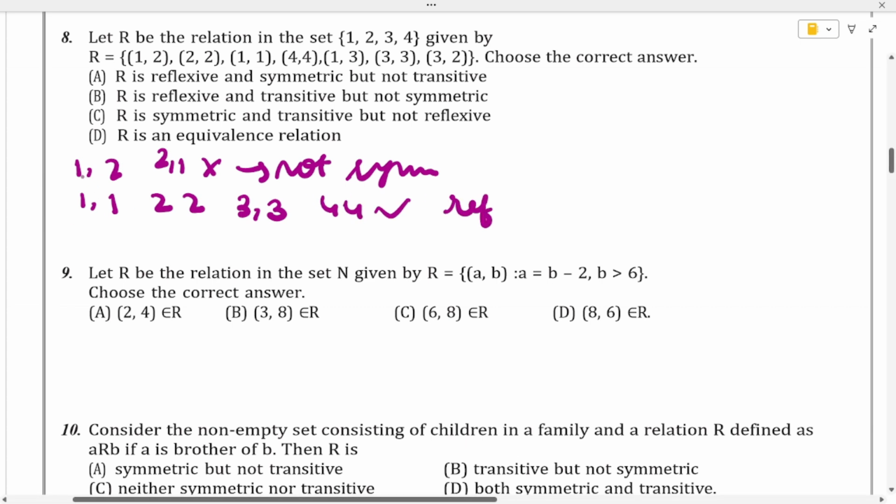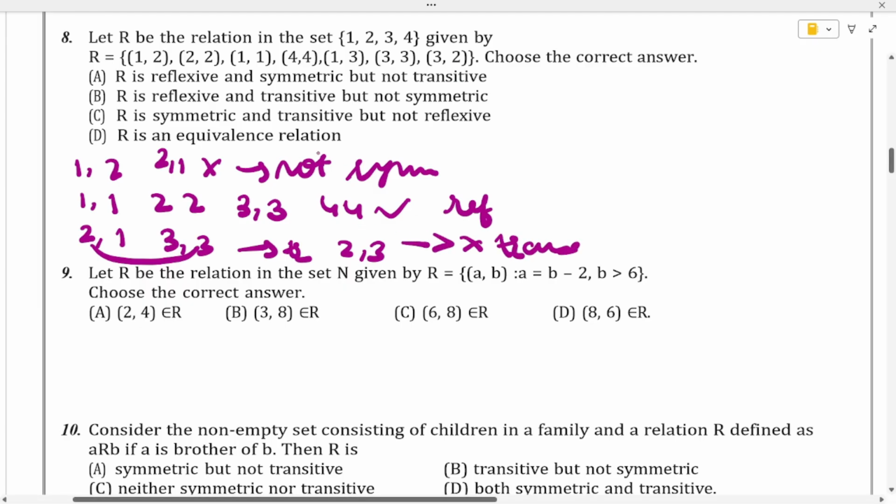For transitive, you can take any two relations, that is (1,2) and (1,1), means (1,1) is there, (2,1) and (2,2), (2,2) is also there, and (1,2) is also there. Now next is (2,1), (2,2), (2,3), and to disprove that, (2,1) and (3,3) you can take. (2,3) should be there for transitive, you can see here (2,3) is nowhere. So you can say it is not transitive.